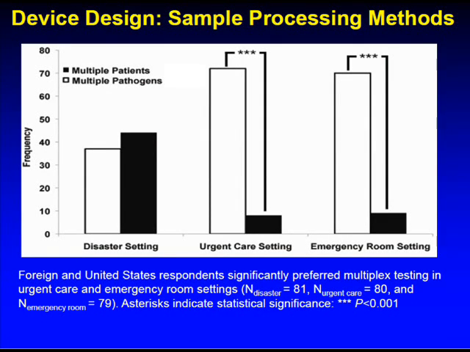This graph shows the results for the previous question. The white bars represent the multiple pathogen single patient method, and the black bars represent the multiple patient single pathogen method. The x-axis is setting and the y-axis is frequency of response. Looking at the middle and right bar, U.S. and foreign respondents significantly prefer multiple pathogen testing in urgent care and emergency room settings.